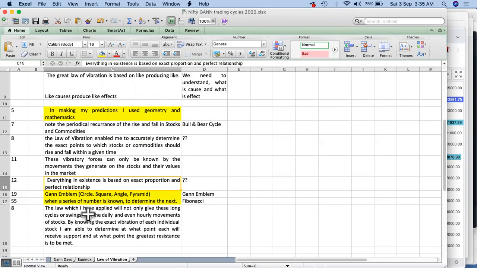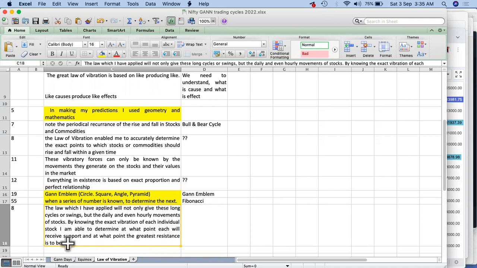Next, let's go to one more point. So probably we have added a point from page number 8 which states: the law which I have applied will not only give these long cycles of swing but the daily and even hourly movements of stocks. By knowing the exact vibration of each individual stock, I am able to determine at what point each will receive support and at what point the greatest resistance is to be met.